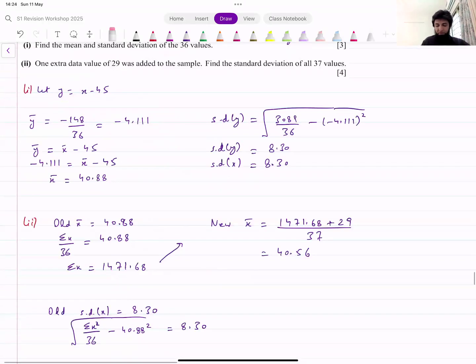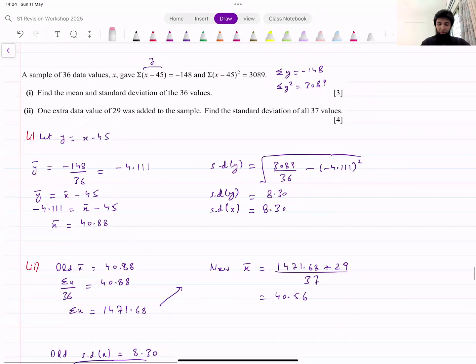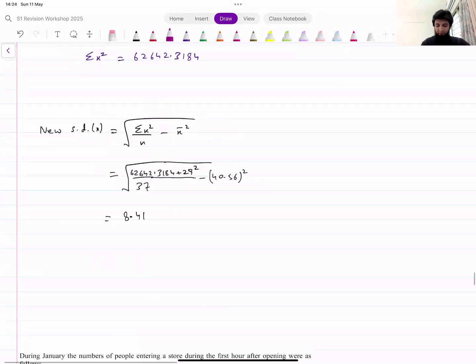So you have these questions in which sometimes they add another value or remove a value. You need to be able to work with these problems as well. Okay, let's have a look at this.